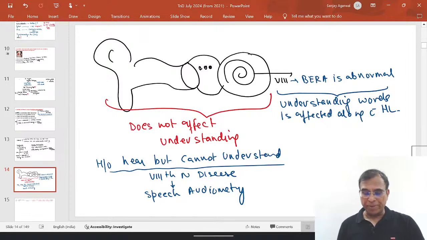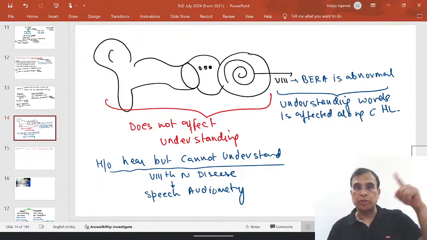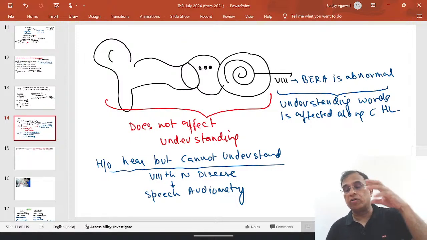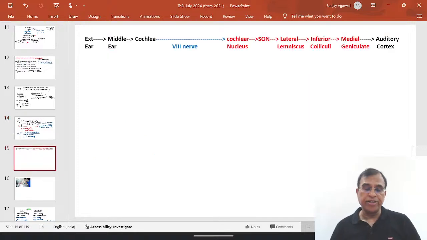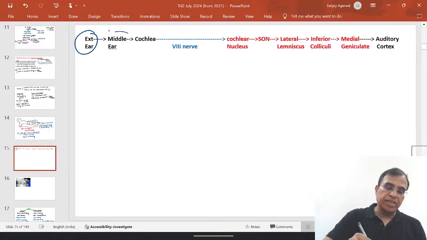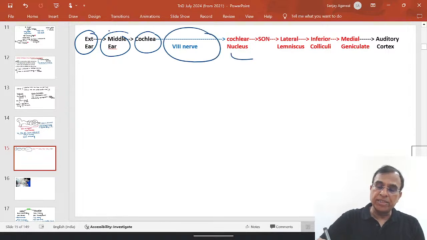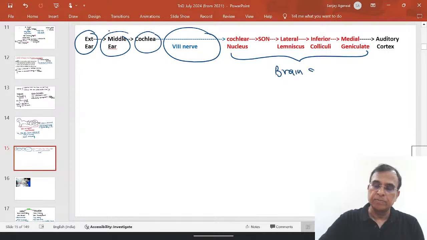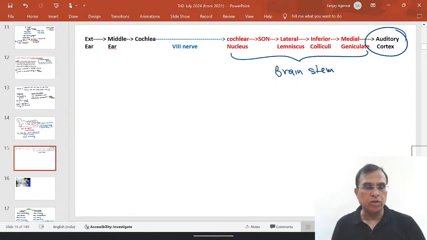Now, talking about the BERA a little bit more, this is the same thing. I have drawn this diagram: auditory pathway, external ear, middle ear, cochlea, eighth nerve. I have removed the brainstem and the brain. There is external ear, middle ear, cochlea, eighth nerve. This is your brainstem, and this is your cortex, the brain. So, this whole thing, the entire thing, is called the auditory pathway.